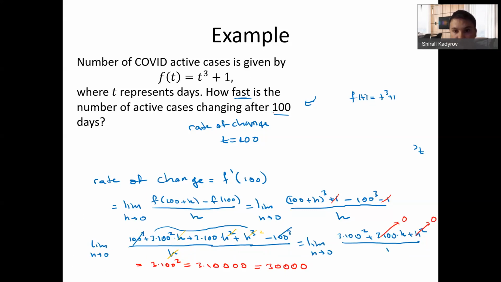So that's how fast the daily number changes. In other words, at day 100, within 1 day, there will be 30,000 more active COVID cases coming. So that's how you can interpret the rate of change, the speed of this function. The speed of this change is 30,000. I will stop here.